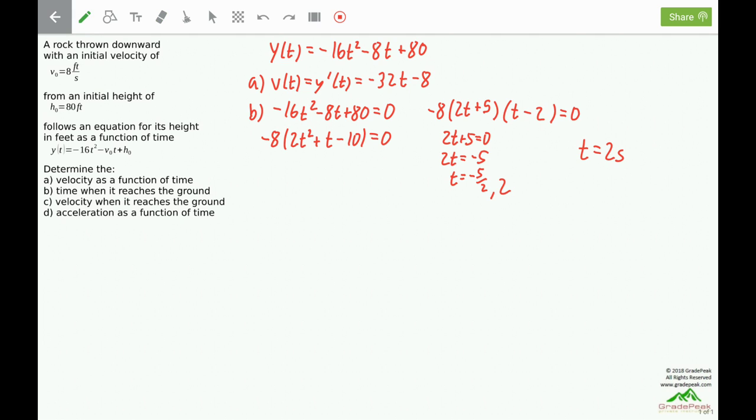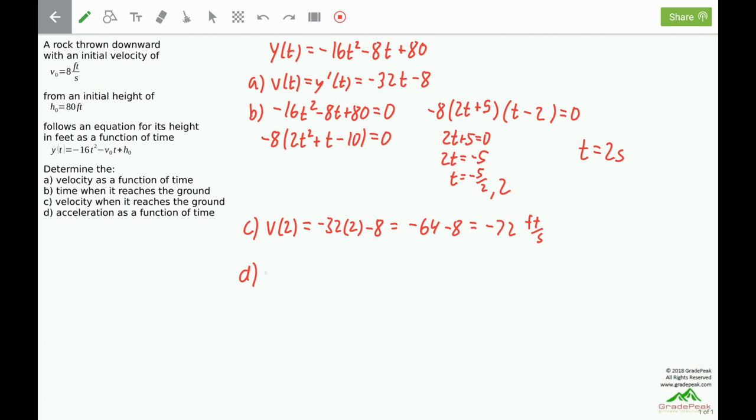For part C, we want to know the velocity when it reaches the ground. Well, in part A, we have the velocity function of time, and in part B, we have the time when it reaches the ground. That can be plugged in. So v of 2 will be negative 32 times 2 minus 8. Negative 32 times 2 is negative 64 minus 8, which altogether will give us negative 72. And the units will be the distance units of feet over the time units of seconds. The negative indicates that it's moving downward when it reaches the ground, and that makes sense. It should be a negative.